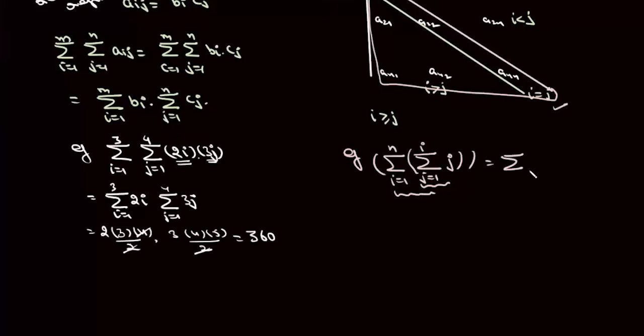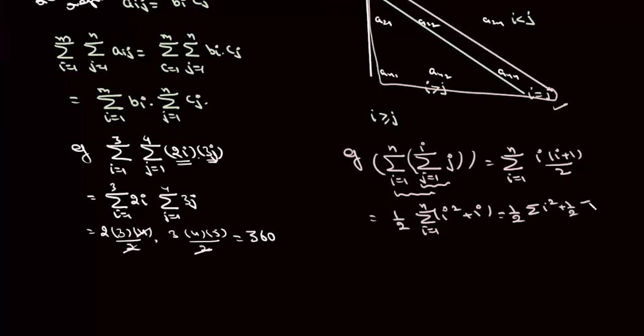So it will be nothing but this summation i varies from 1 to n, and this is (i plus 1) by 2, or this is simply 1 by 2 summation (i square plus i), where i varies from 1 to n. Now this is 1 by 2 into summation i square plus 1 by 2 into summation i. Now this is 1 by 2 and summation i square is n(n plus 1)(2n plus 1) by 6, and this is 1 by 2 n(n plus 1) by 2. Now you can simplify and solve it.